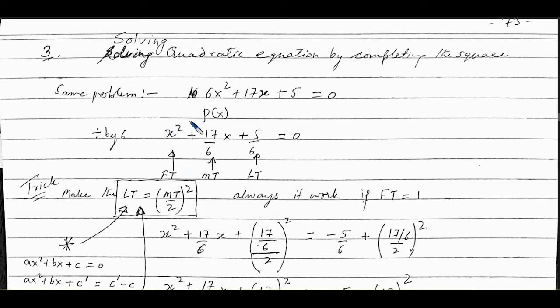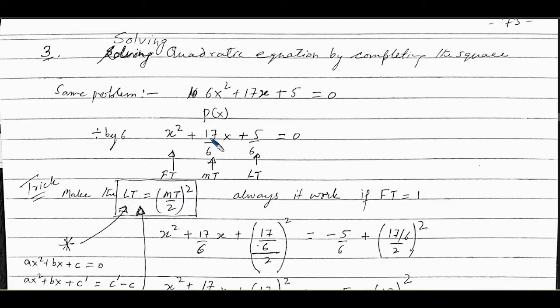I call this the first term, this is the middle term and this is the last term, and I only consider the coefficients. So we will use a trick. We write that the last term, LT, is equal to the middle term the whole square divided by 2 square, or the middle term by 2, the whole square. And this always works.